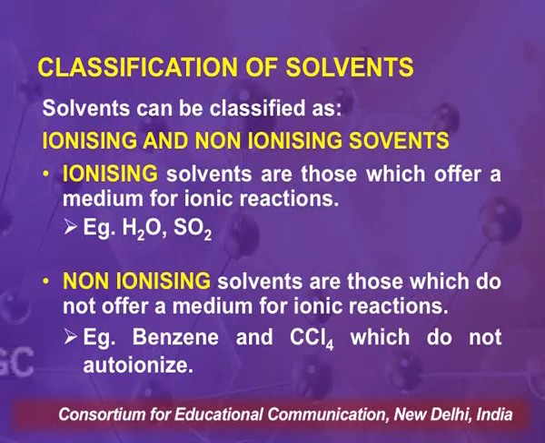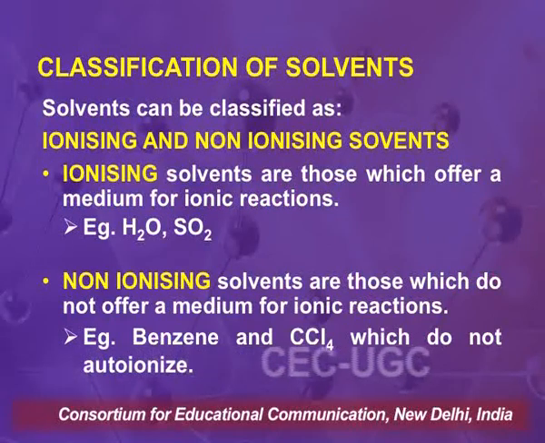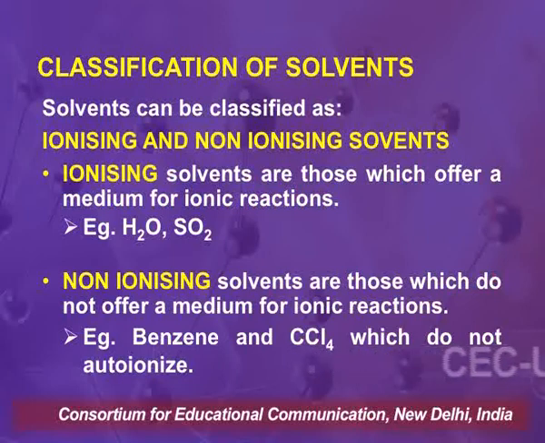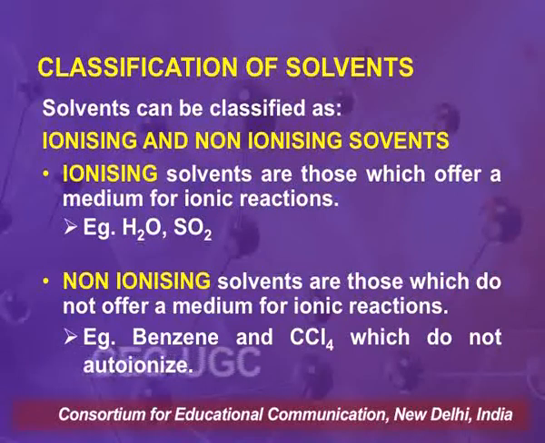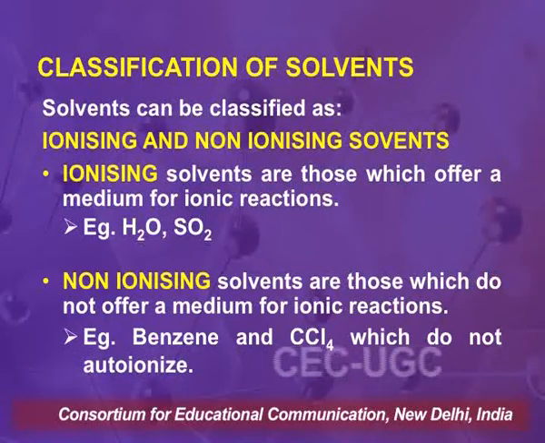Moving on to the classification of solvents. Solvents can be classified as number 1, ionizing and non-ionizing solvents. Ionizing solvents are those which offer a medium for ionic reactions to take place. For example, water or sulfur dioxide. Non-ionizing solvents are those which do not offer a medium for ionic reactions to take place. For example, benzene and carbon tetrachloride.